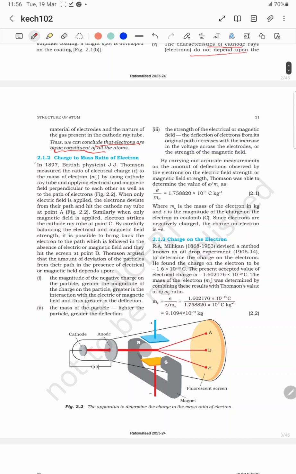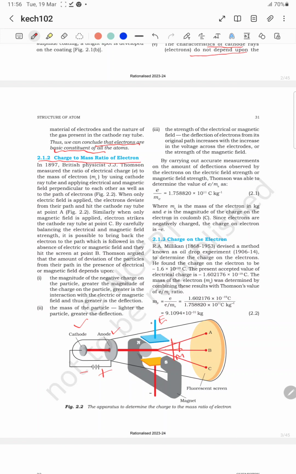Next topic is charge to mass ratio of electron. In 1897, British physicist J.J. Thomson measured the ratio of electrical charge to the mass of electrons by using cathode ray tube and applying electrical and magnetic field perpendicular to each other as well as to the path of electrons, as in this figure. So this anode is positively charged and this is the cathode, and this is our electrical field and this is the magnetic field. Both are perpendicular to each other.